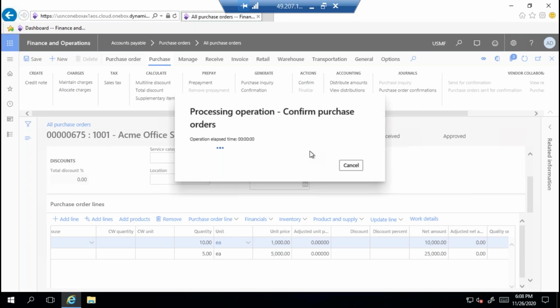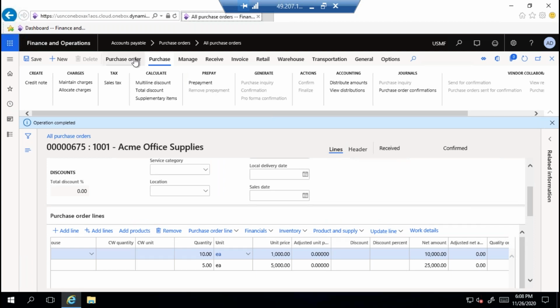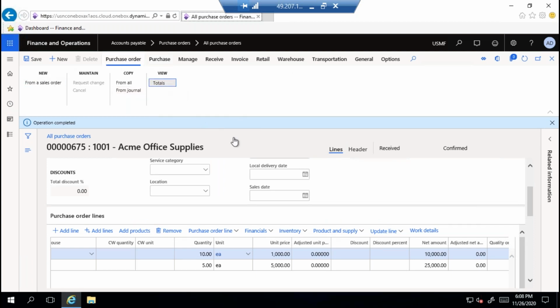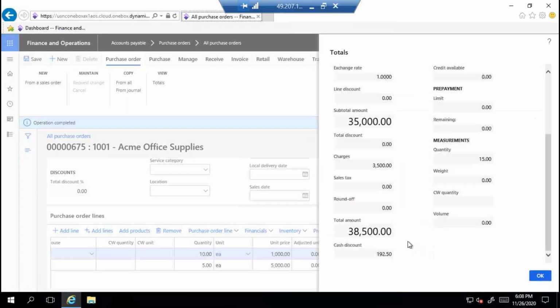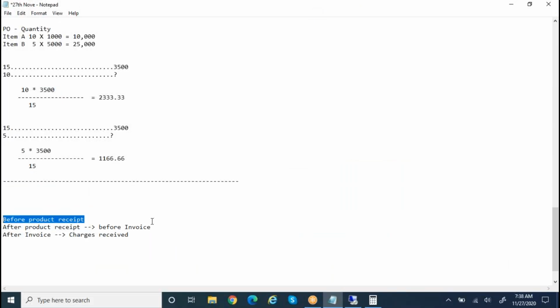So before invoicing, at any point of time, you can do it. Now if you verify the totals, the total amount will be 38,500 because of the transportation charges. Now you can do the invoice. So this is clear. Second point. Vamma, is it clear for you?